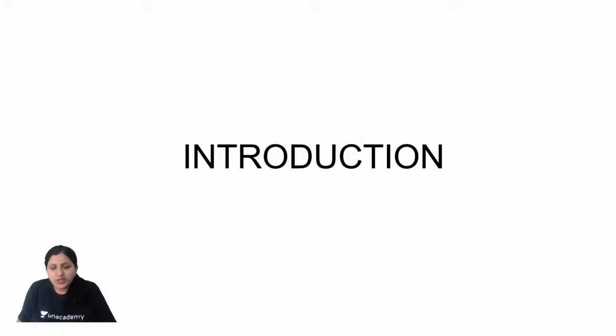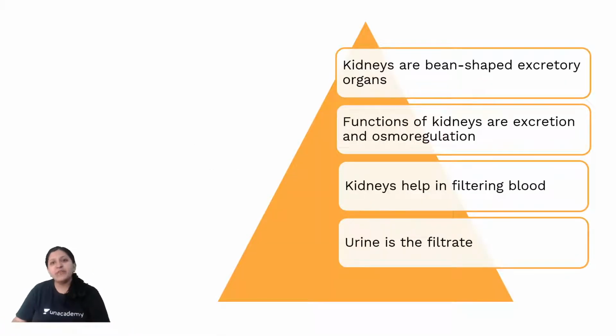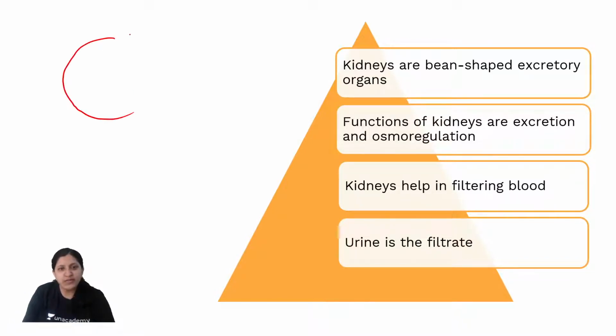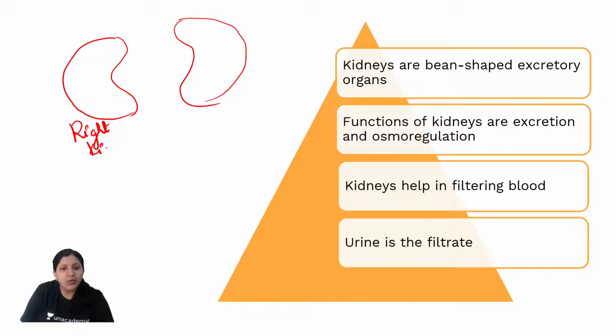So now moving on to the main part, that is the structure of a kidney tubule. So let's have a look at this one. Kidneys are bean shaped excretory organs, and there are two of these organs. There is one kidney on the right side, which we always draw slightly below, and the left kidney is drawn slightly above the right one.